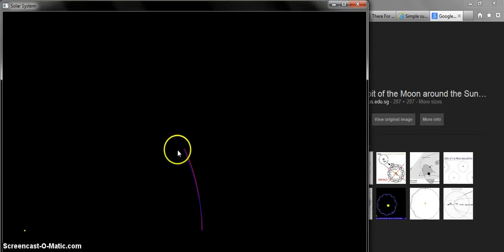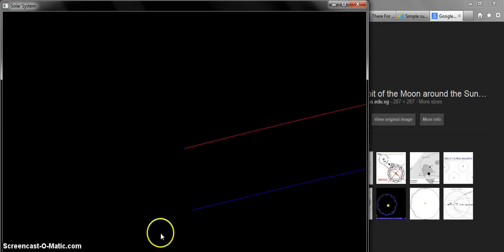The blue line represents the moon's path, the red line represents the Earth's. So if we zoom in here, we can see how the moon is moving around the Earth.